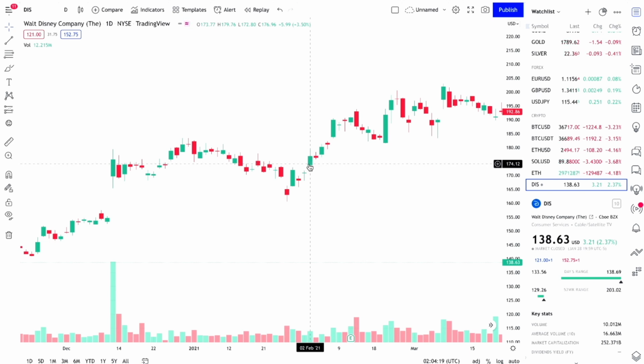Right. Okay? So I really want to just remind you, wicks and tails, if you see very high wicks, which are at the top, it means that the momentum to the upside could be slowing.